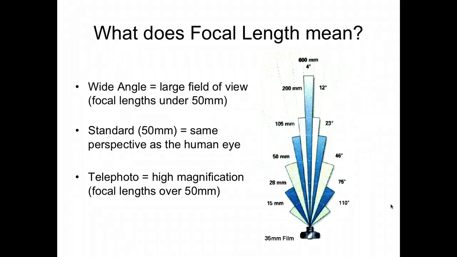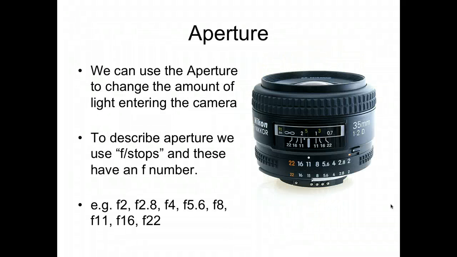But if you look over on the right side, at 15 millimeters down at the bottom, we have a 110 degree field of view from left to right. But if we go to 50 millimeters, that narrows down to 46 degrees in our field of view. And then if we go all the way up to 600 millimeters at the top, you'll notice that we only have a 4 degree field of view. You're going to see a little bit of an example of this later on in this presentation. First, let's talk about aperture.